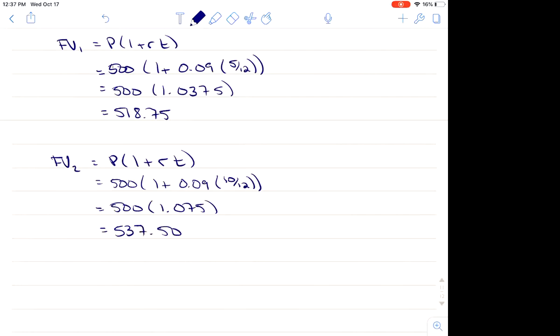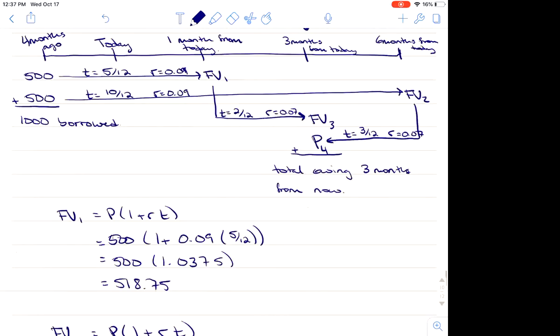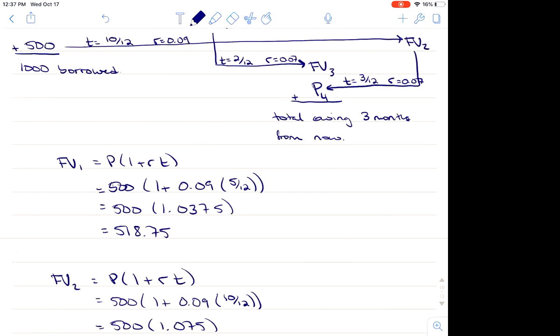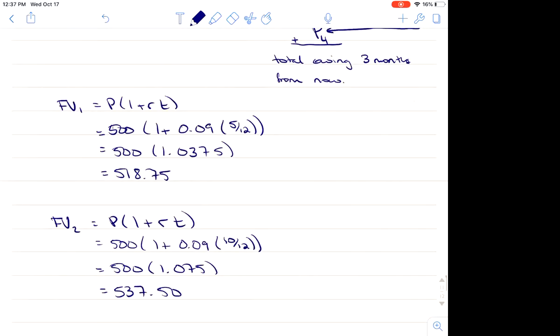So this is the original payment plan. She says, I'll just borrow $1,000 from you today. And in 5 months, I'm going to give you $518.75, and in 10 months, I'm going to give you $537.50 to pay back. So that's the original payment plan. That's what they agreed to. And then today she says, scrap those. I'm still going to pay you back an equivalent amount just 3 months from now.